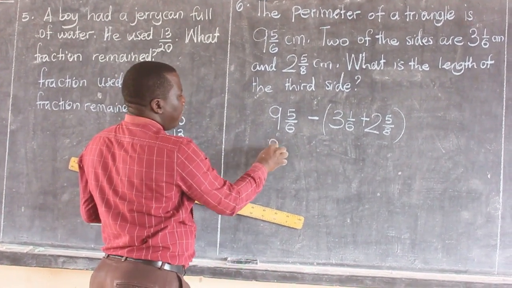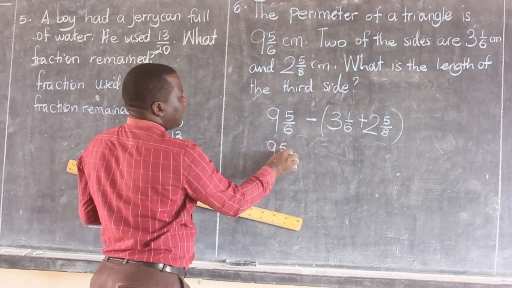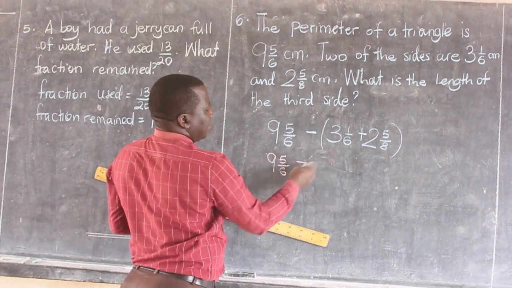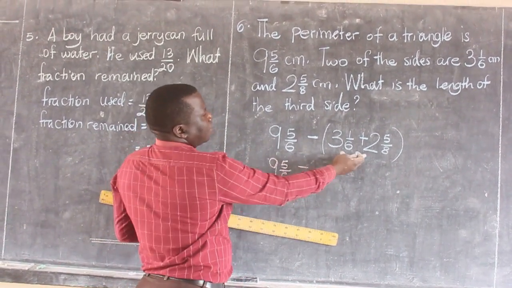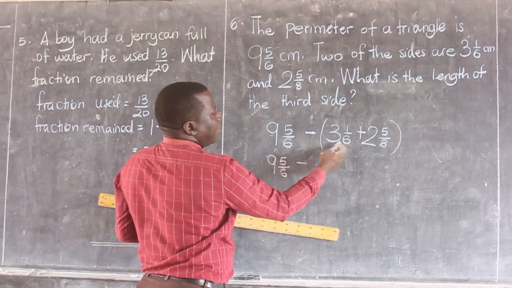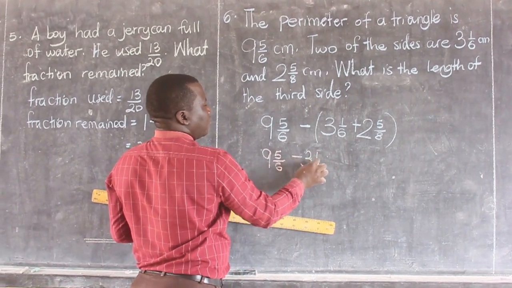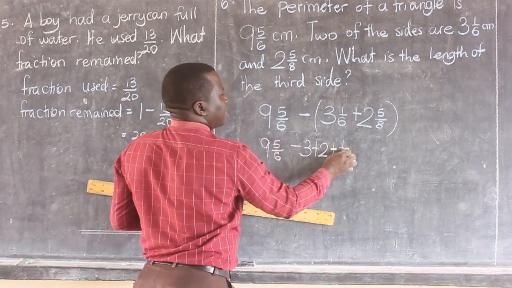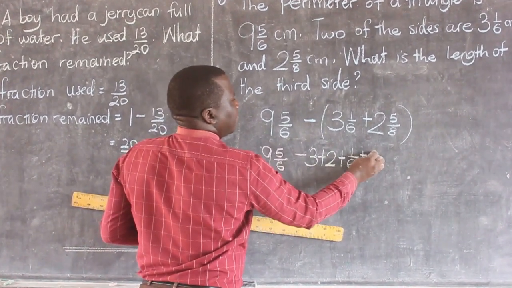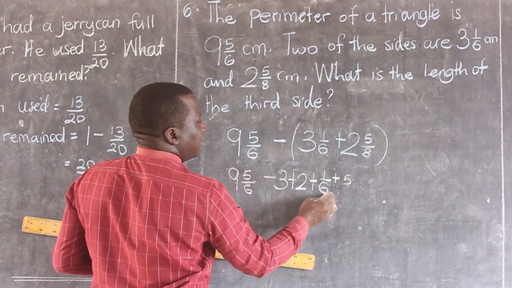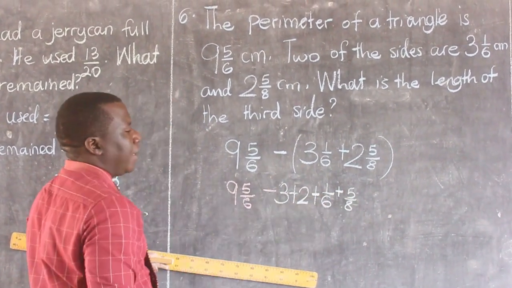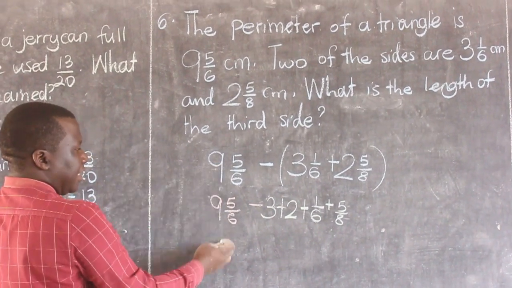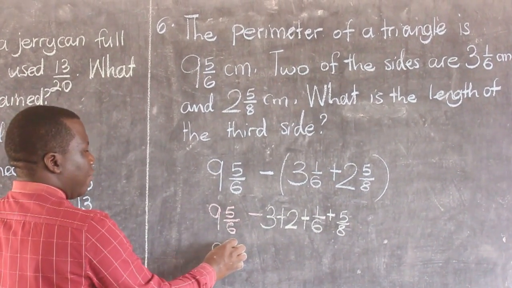We shall now have 9 whole number, 5 out of 6, minus. So let's begin with this addition first. So we shall have the whole numbers added first, that is 3 plus 2. Then the fractions added also alone, separately, plus 1 out of 6 plus 5 out of 8. Okay? So what shall we get here? Let's first keep maintaining this. 9 whole number, 5 out of 6.